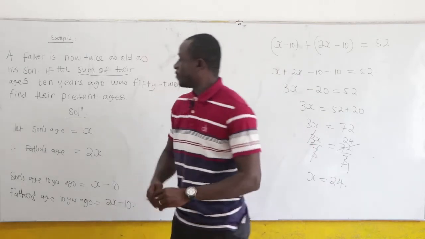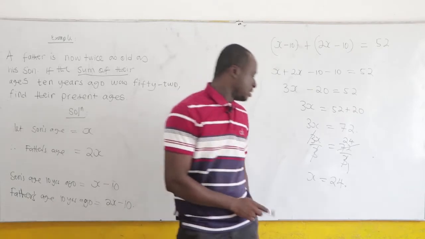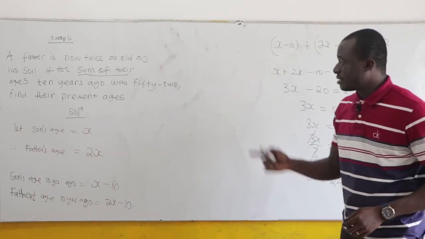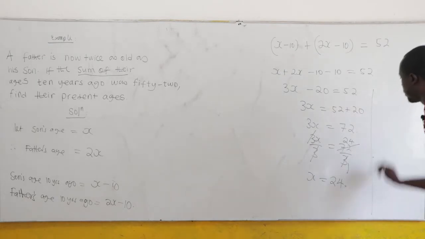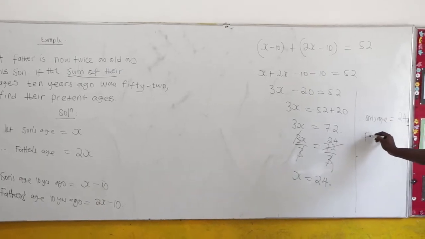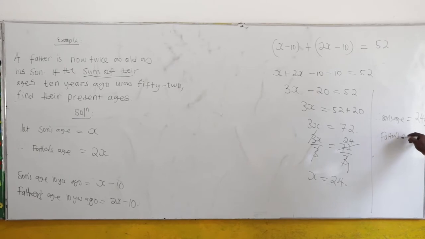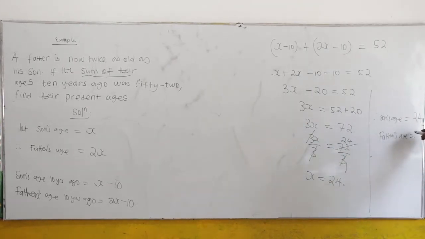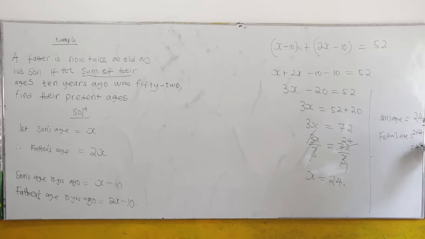Now, what is the question saying? We should find their present ages. Now, what is x? x is the son's age. Therefore, the son's age is 24 years. And then what do you think will be the father's age? Now, the father's age is 2x. So that is 2 times 24, and that is 48 years.